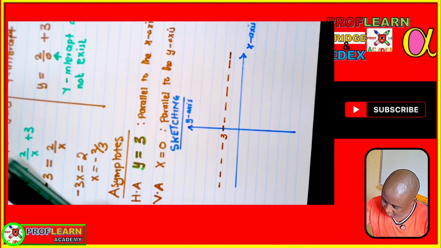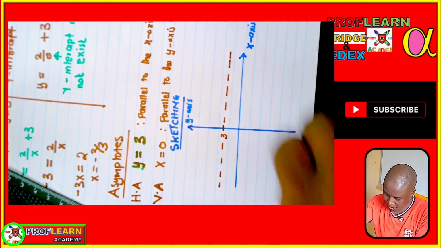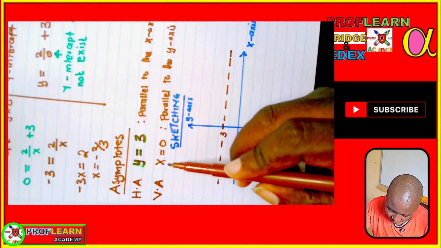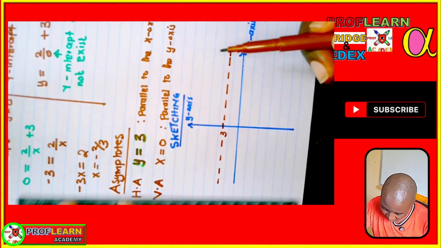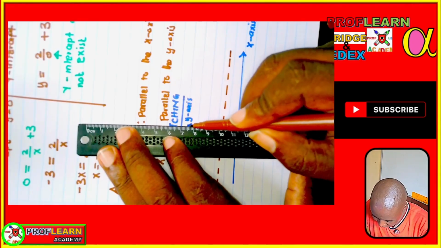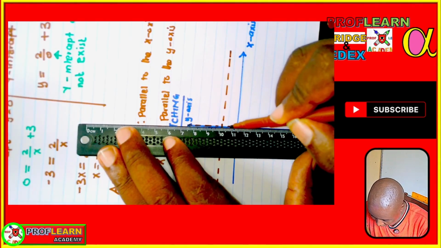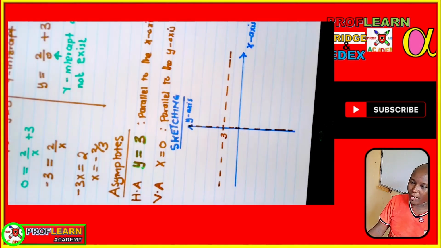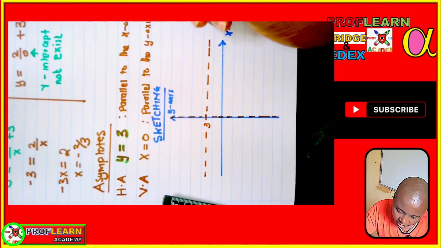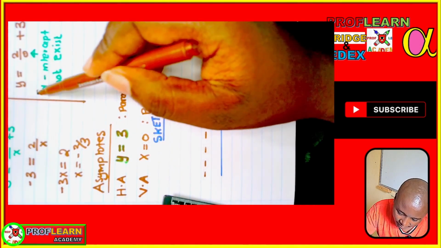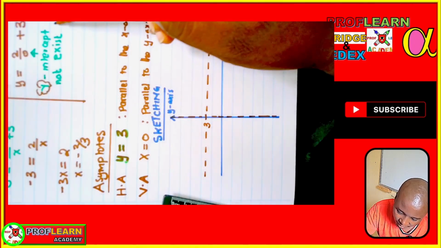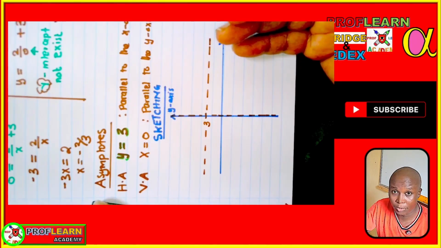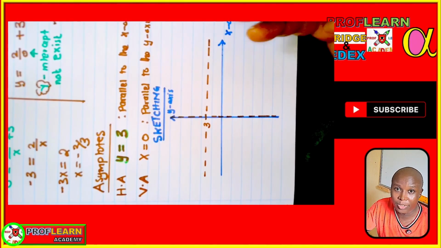Then we are going to identify also the vertical asymptote. In this case, the vertical asymptote is going to be at x equals 0. Actually that is the y-axis, so x equals 0 is that line. It's along the y-axis, so that's why we could not get the y-intercept. Because the y-intercept is also part of the asymptote, there's no way this line is going to cut the y-axis.